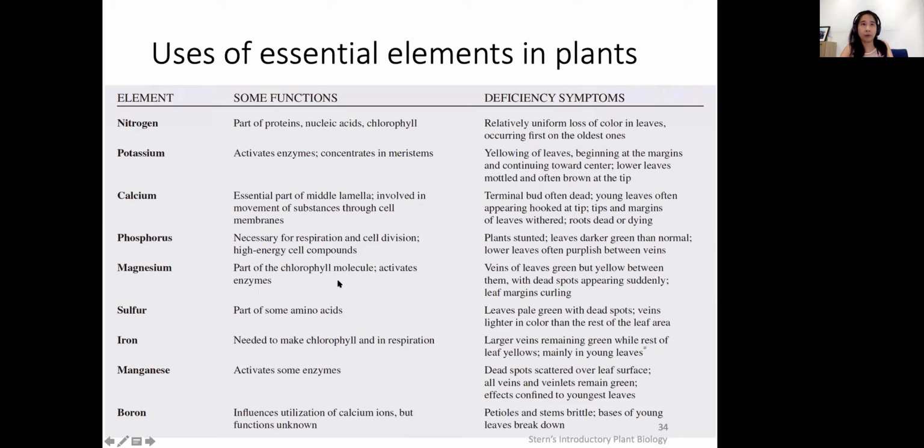Magnesium is part of chlorophyll similar to nitrogen, and it activates many enzymes. Sulfur is part of some amino acids like cysteine, for example. Iron is also needed to make chlorophyll and in respiration. Manganese can activate some enzymes, and we will learn about what enzymes are in the next lecture. Boron is influencing utilization of calcium ion.